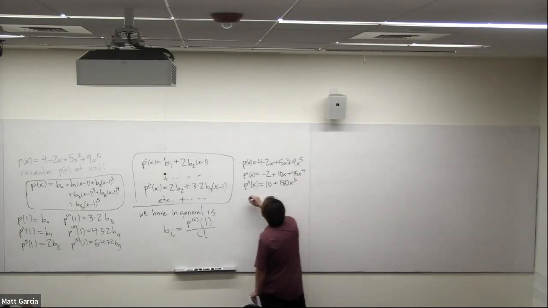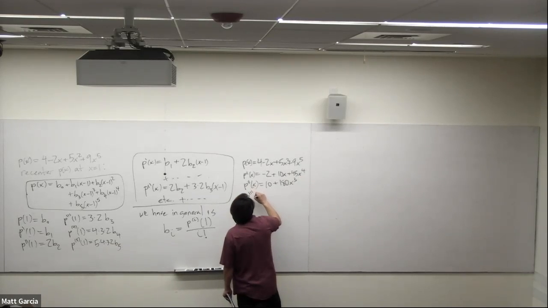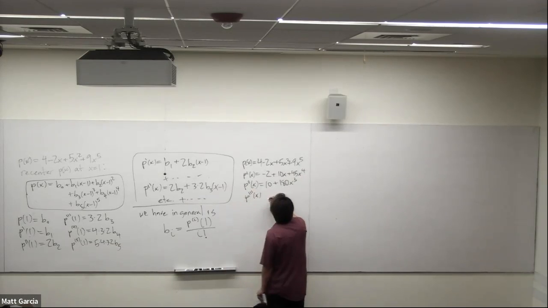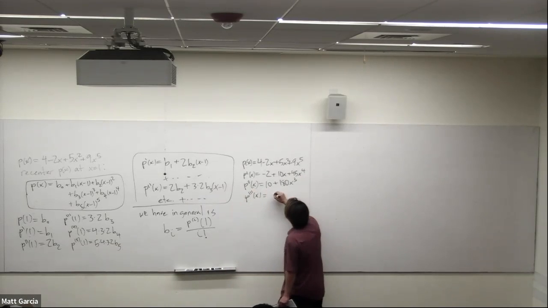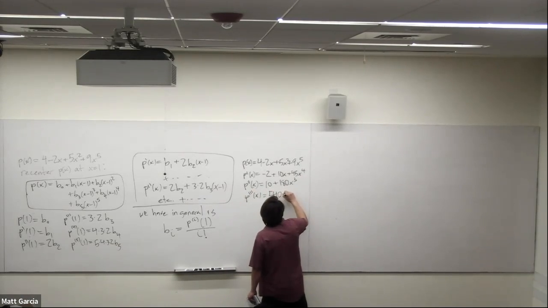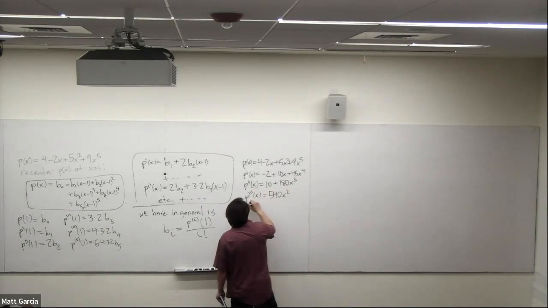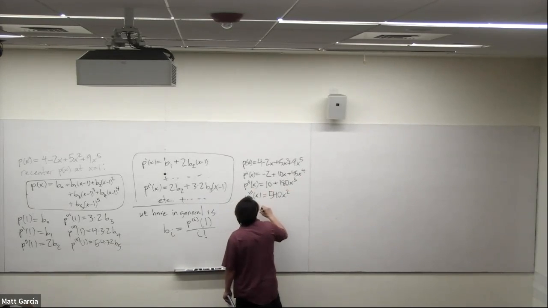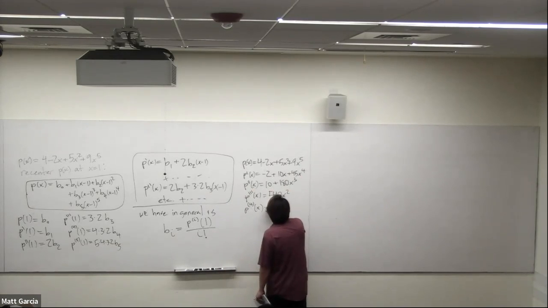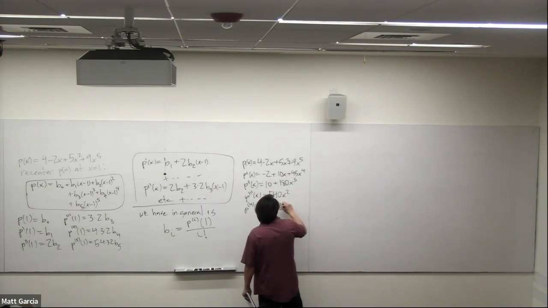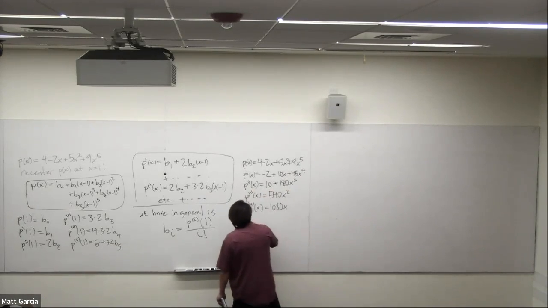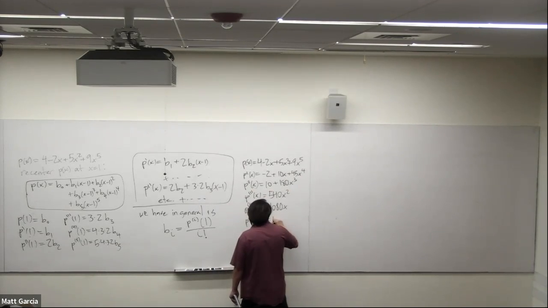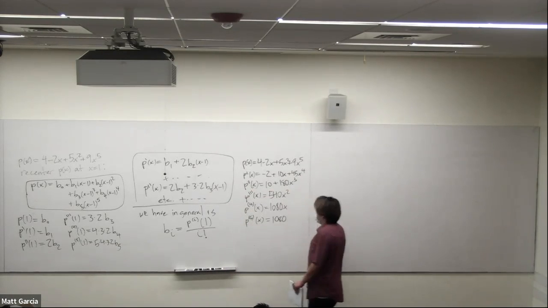Cubed, good. Third derivative, 540x squared, good. Fourth derivative, 1080x. Okay. And the fifth derivative is just 1080. Okay.